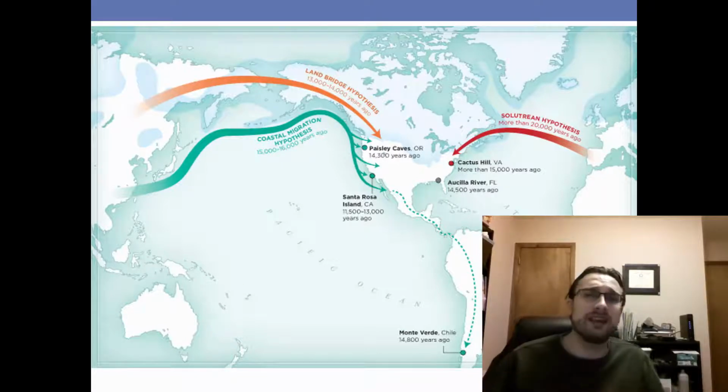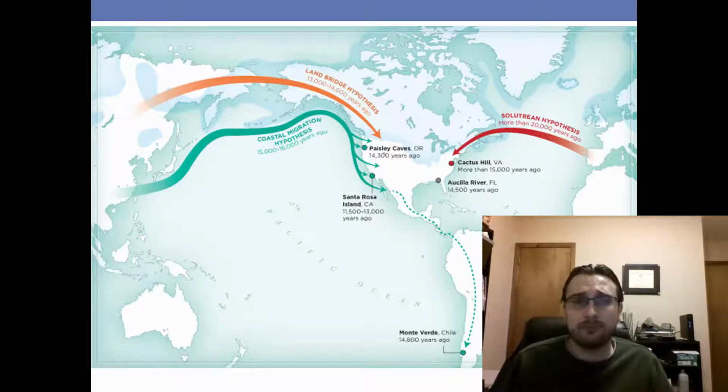Now, the Solutrean hypothesis is a lot more controversial, and there's generally the same problem as with the coastal migration hypothesis. There's very little archaeological evidence, and the DNA evidence, remember, supports that the vast majority of people who populated the Americas came from East Asia. Now, it is possible that a small group from Europe were able to make it into the Americas very early on as well, and that they just later got absorbed or died off themselves, and so their DNA does not show up nearly as much in the population.